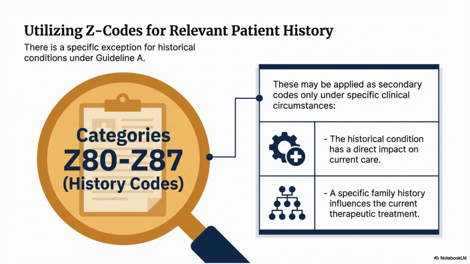There is an important exception under Guideline A. History codes from categories Z80-Z87 may be assigned when the historical condition directly impacts current care or when family history influences treatment decisions. These codes help capture clinically relevant background without misrepresenting active disease.